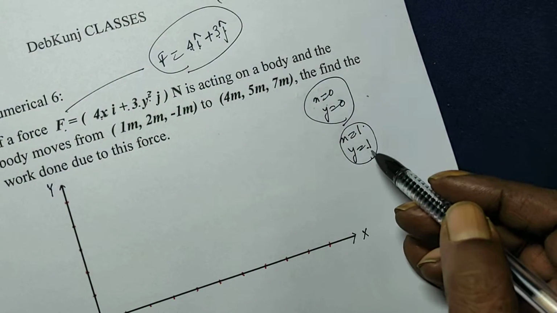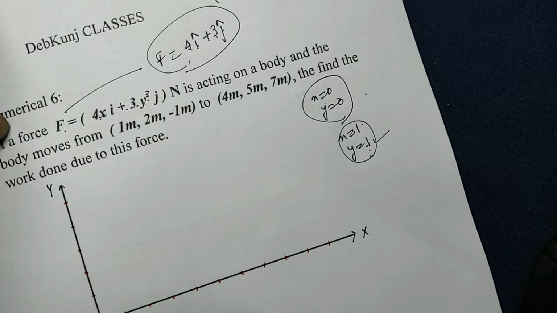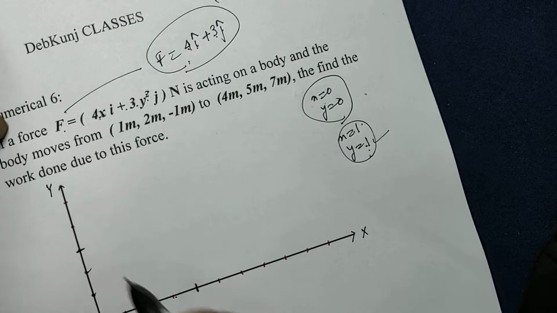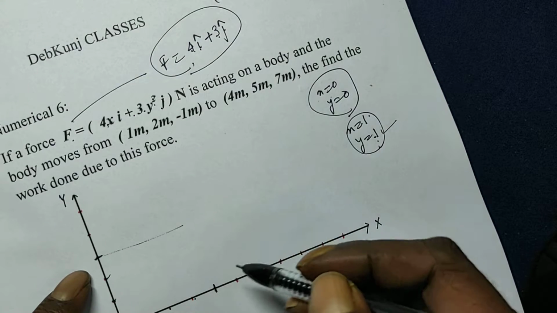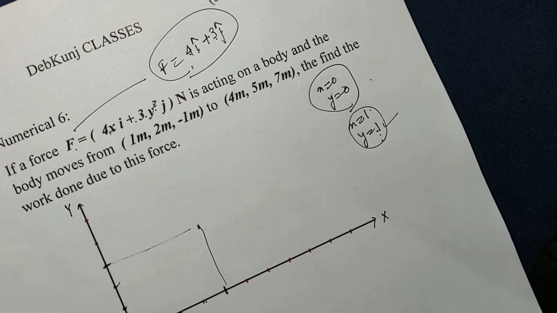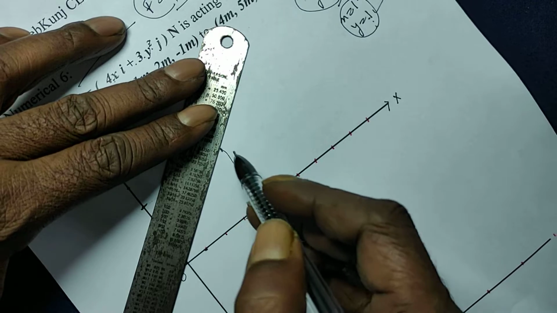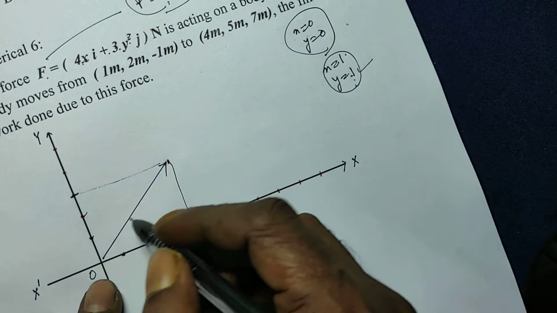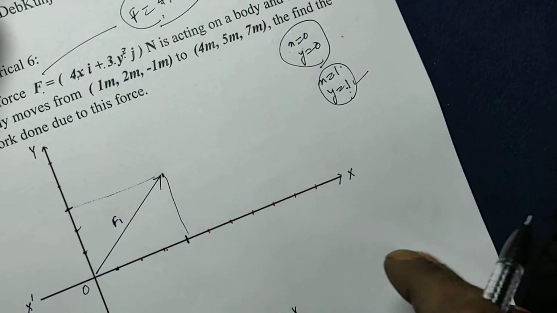So for x is equal to 1, y is equal to 1, this force F should be represented by 4 units, 1, 2, 3, 4, then 3 units, 1, 2, 3. So where do I arrive? I arrive here. This is the force. Now, if x is equal to 1 and y is equal to 1, this is the force. Let it be F1. Now let us change the value of x and y again.